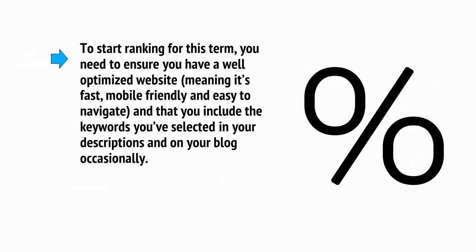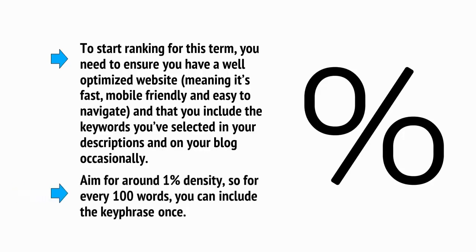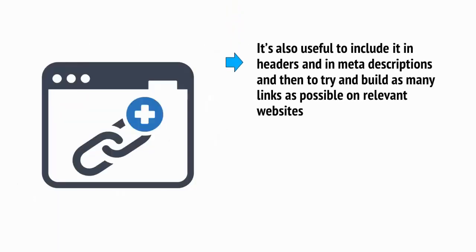To start ranking for this term, you need to ensure that you have a well-optimized website, meaning it's fast, mobile-friendly, and easy to navigate, and that you include the keywords you've selected in your descriptions and on your blog occasionally. Aim for around 1% density, so for every 100 words you can include the key phrase once. It's also useful to include it in headers and meta descriptions and then to try and build as many links as possible on relevant websites.